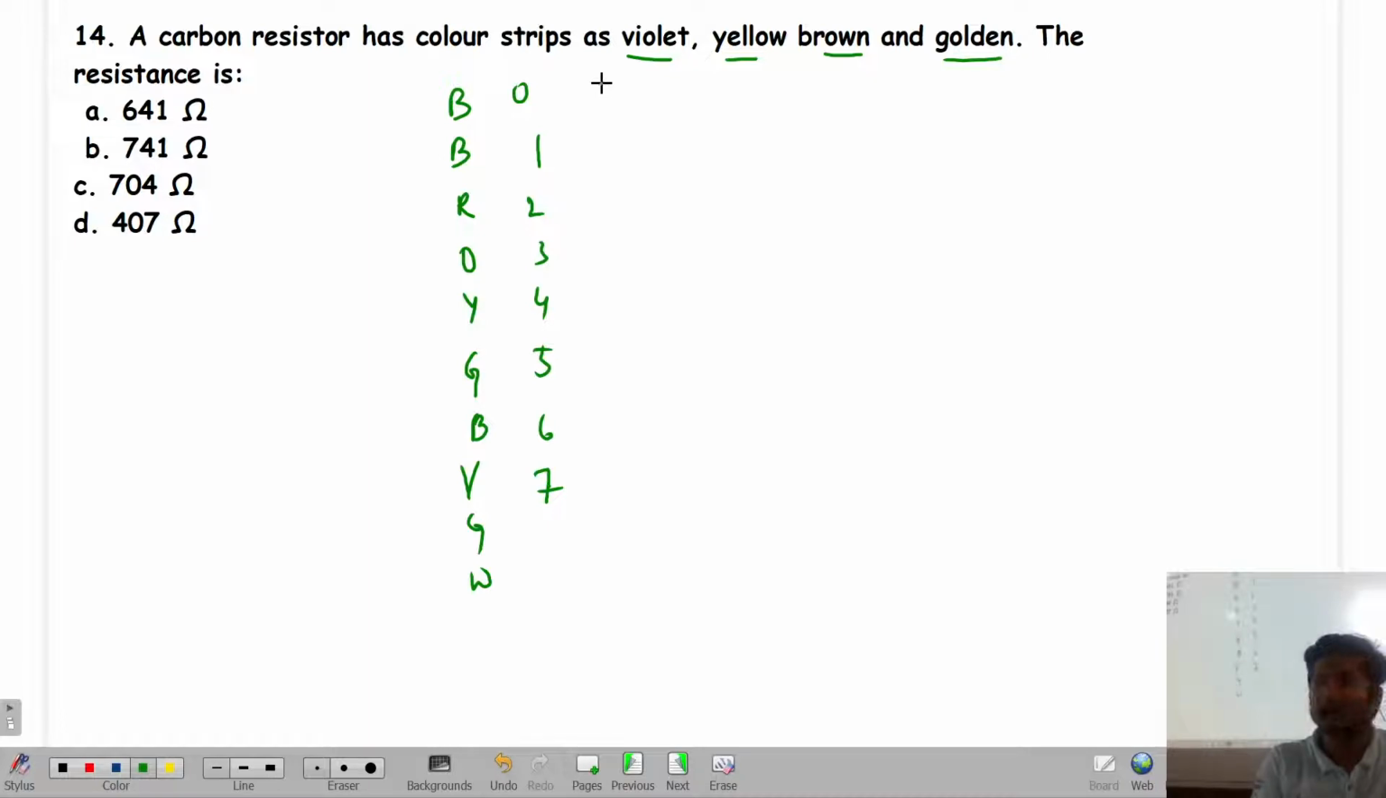After that, multiplier: 10 to the power of 0, 10 to the power of 1, 10 to the power of 2, 10 to the power of 3, and so on. So here at 7, it will be 10 to the power of 6. Violet, then yellow. Yellow is 10 to the power of 4. Am I correct?